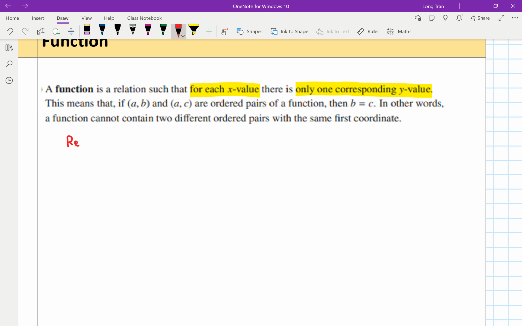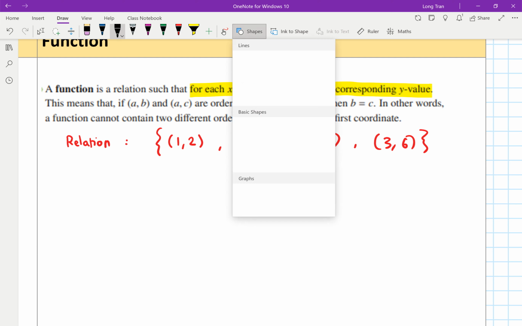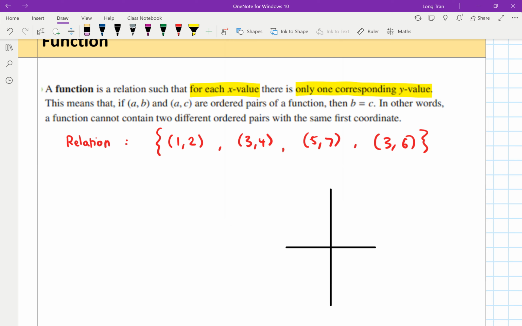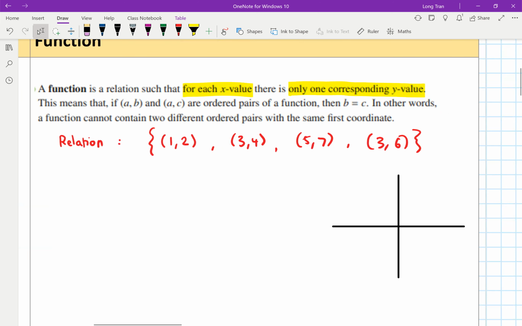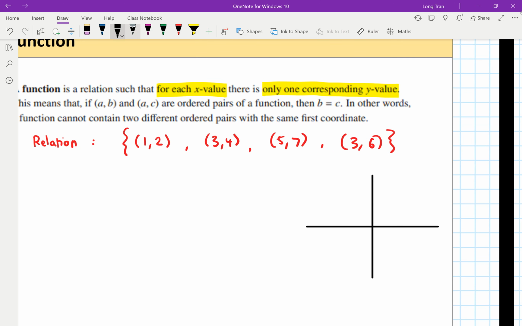A relation is a set of coordinates. So you can have 1, 2, you can have 3, 4, you can have 5, 7, you can have the coordinate 3, 6. Together in this group, this is called a relation. So if you put this onto a Cartesian plane, if we were to draw a Cartesian plane and put these coordinates as an example.